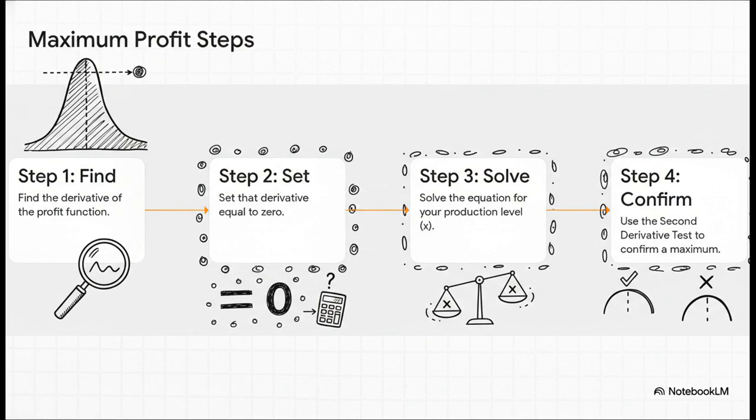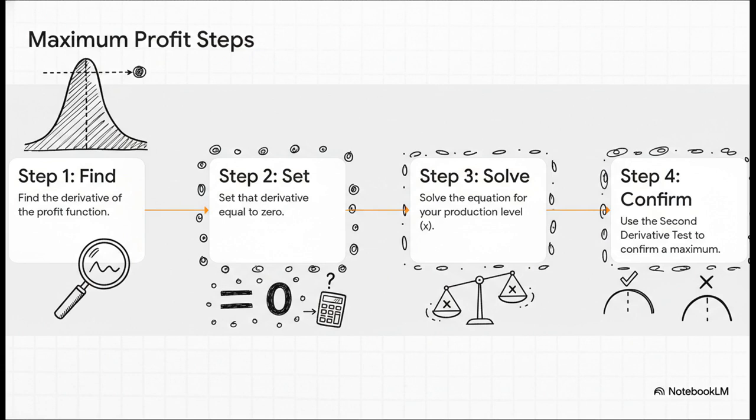Step 2, and this is the magic trick. Set that derivative equal to 0. Now, why 0? Well, think about it. When you're standing on the very peak of a mountain, the ground beneath your feet is perfectly flat for just an instant. A flat slope is a slope of 0. So by setting the derivative to 0, we're mathematically finding that flat spot at the very top of our profit curve. Step 3, we solve that simple equation for x, which is our number of coffees.